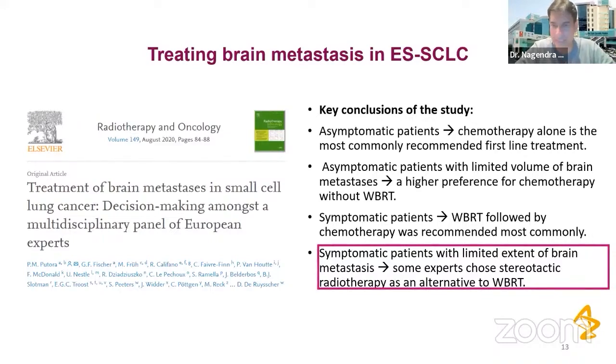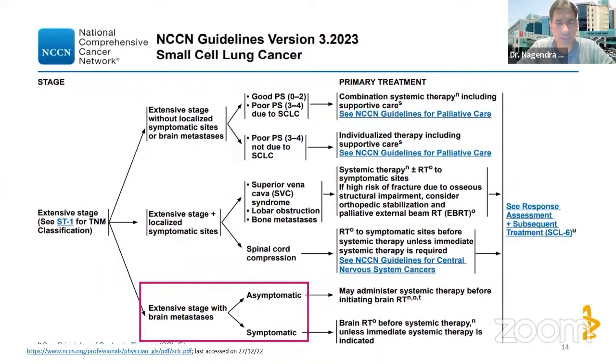For those patients who are symptomatic, whole brain radiation therapy followed by chemotherapy was most commonly recommended. And for symptomatic patients with limited extent of brain mets, some experts choose stereotactic radiation therapy as an alternative to whole brain radiation therapy, because there are some side effects which can happen with whole brain radiation therapy in the form of cognitive decline. This is what NCCN guidelines state: for patients with good performance status and without any localized symptomatic sites or brain metastasis, systemic combination chemotherapy, including supportive care, should be considered.